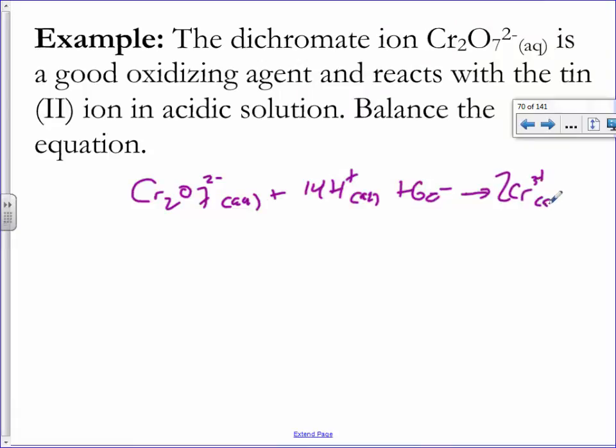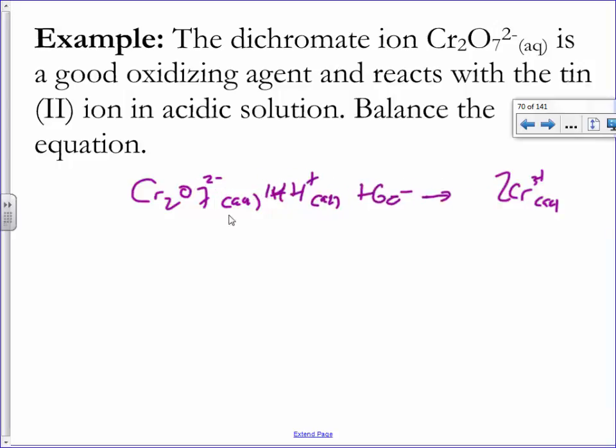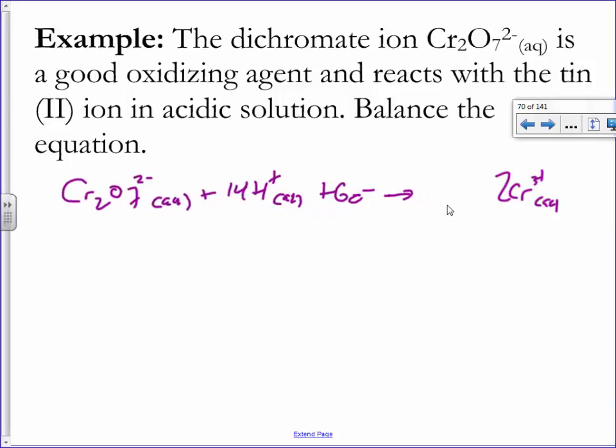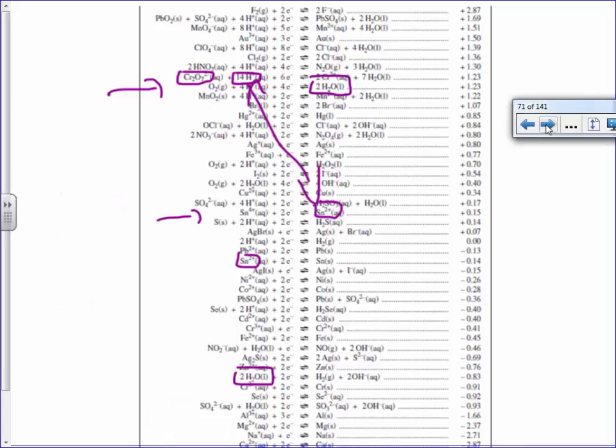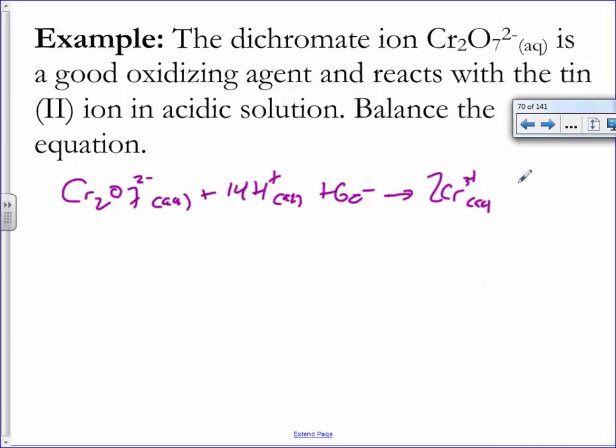I should have saved more space. There. And what did it say? 7 waters? 7 waters. Does that work so far?